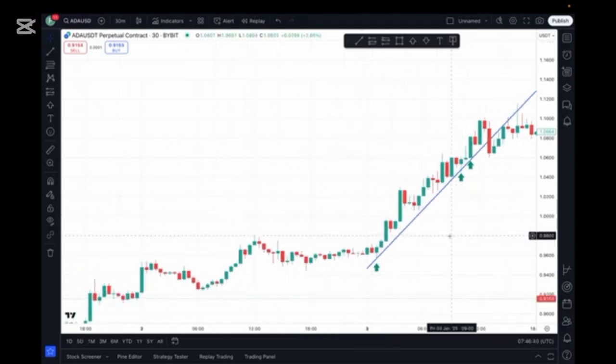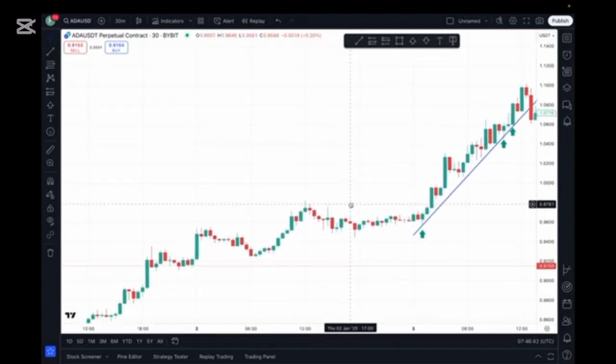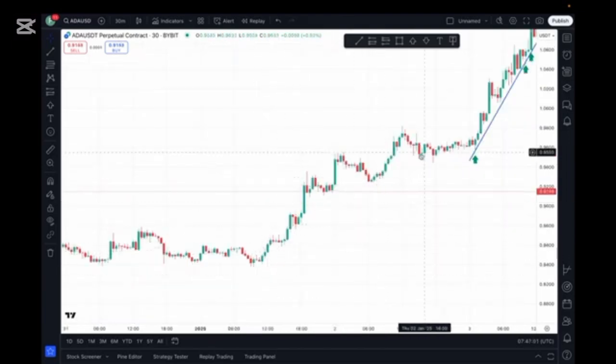Now, let me do it once again so that you can understand it better. Let me look for another part on the chart. You can see right here, just before the one I just drew, this is another uptrend. You can see the market kept on moving up at this point. So I'll put my uptrend line right there.